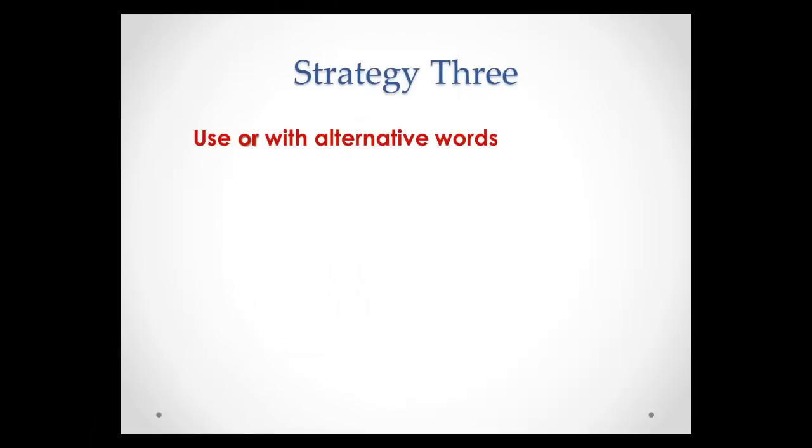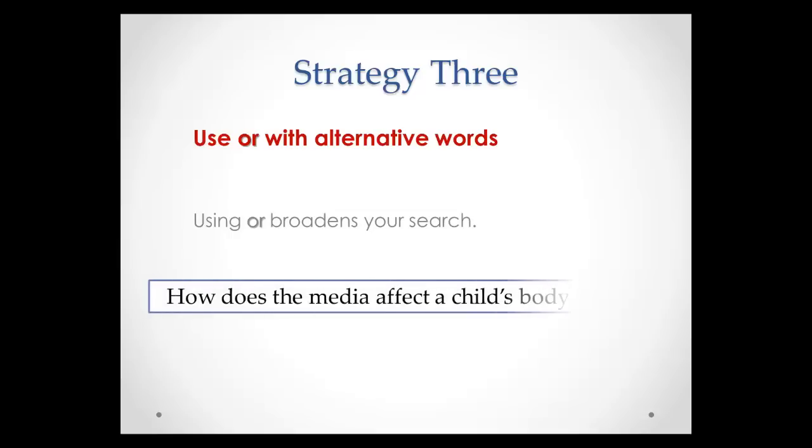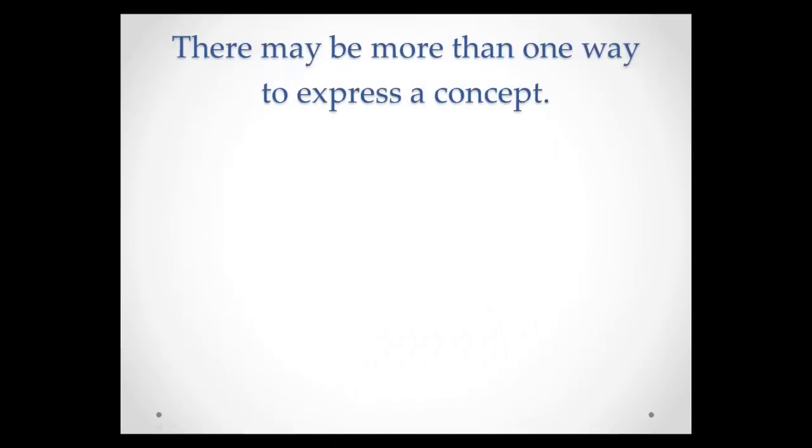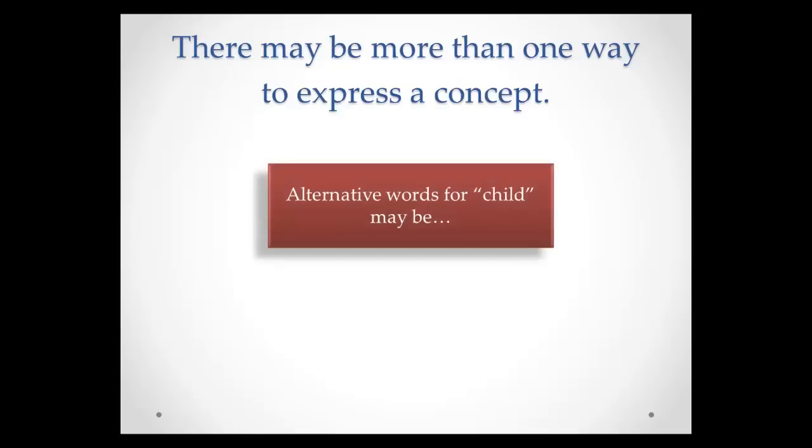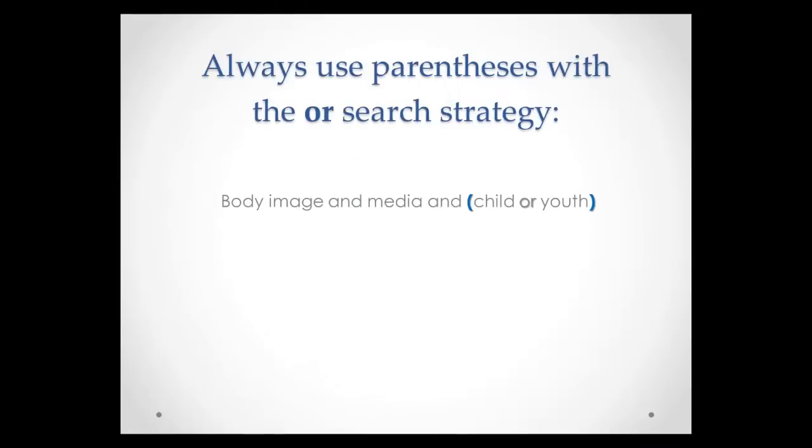Strategy 3 is to use OR with alternative words. Using OR broadens your search to get more results. Let's use the question of how the media affects a child's body image, starting with a search for media and child and body image. There may be more than one way to express a concept. Alternative words for child may be kid, youth, or young adult. Remember always to use parentheses with the OR search strategy.